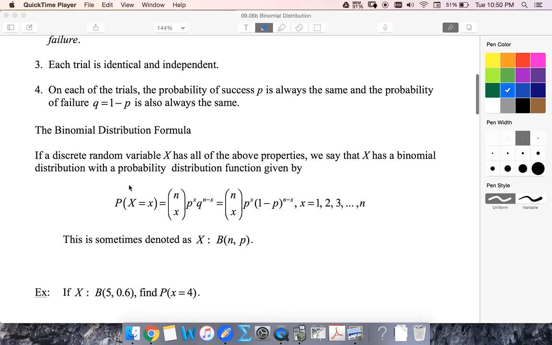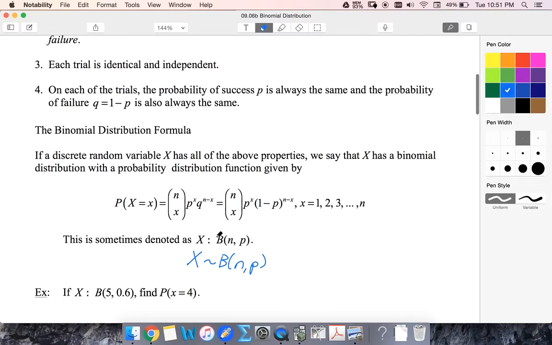So in this case, we can find the probability of the distribution equaling a certain value. We can use our binomial theorem to find that probability. So we denote this as X is a binomial distribution with number of trials and probability of success. Sometimes you'll also see this: X is binomial with n, p. So n and p are our given values.